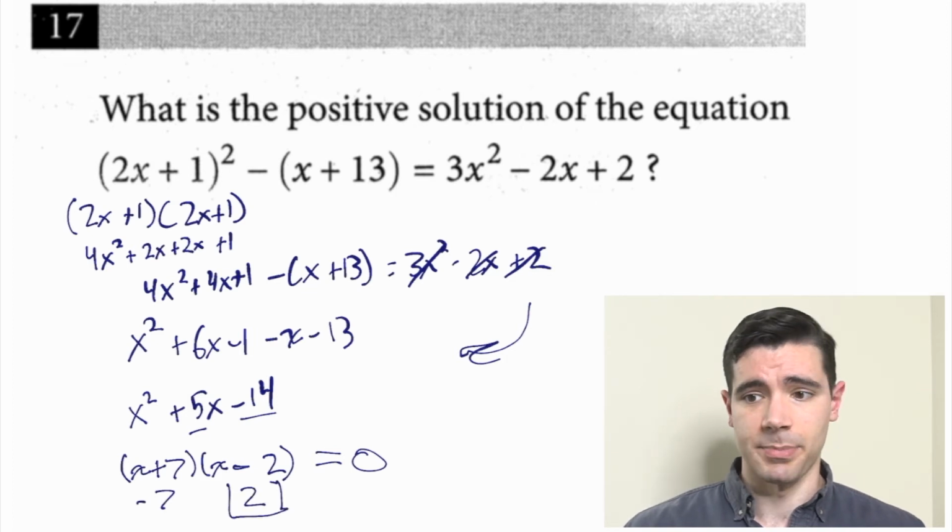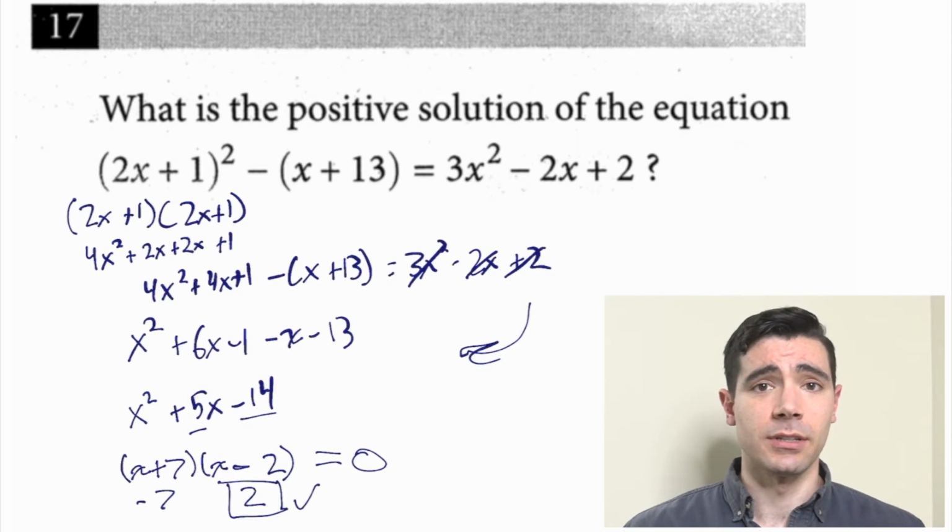What do they want? The positive solution of the equation. So 2. I suppose it's worth noting that you can't put a negative sign in this section, so yeah, the answer's got to be 2. We had to FOIL it out, combine like terms, set one side equal to 0, but then it got down to a pretty basic 7th or 8th grade factoring question.